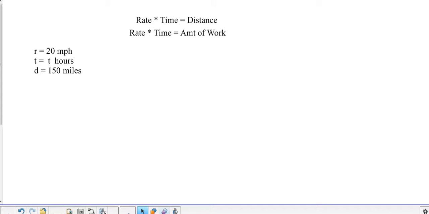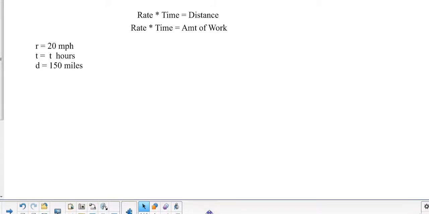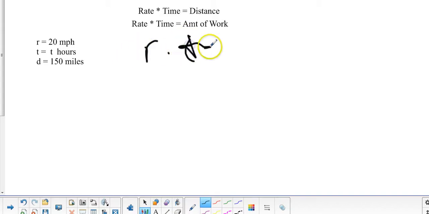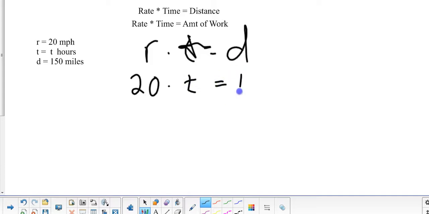How's that? How's that sound? Okay. So rate times time equals distance.